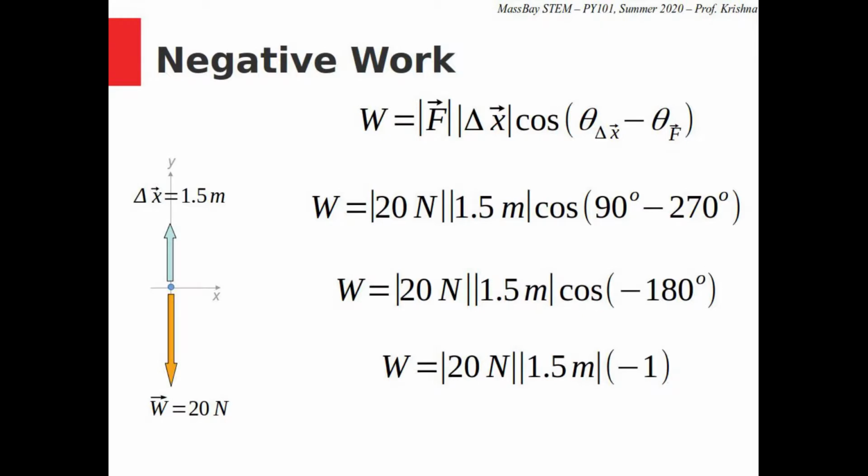Substituting the values into the equation for weight, we end up taking the cosine of negative 180 degrees, which is negative 1. So the work done by the weight force is negative. A negative work always occurs when the force acting on an object points opposite the direction of motion.